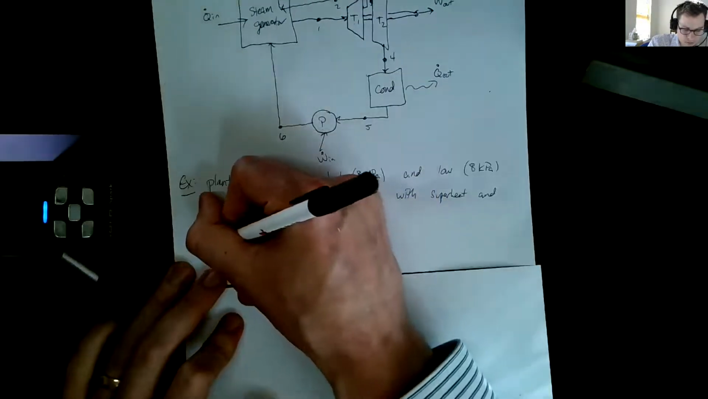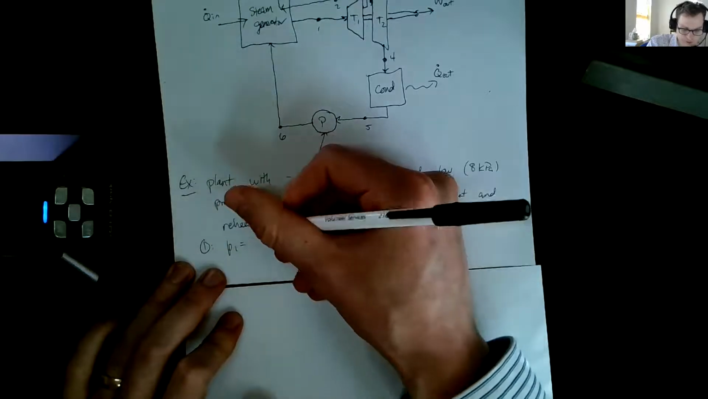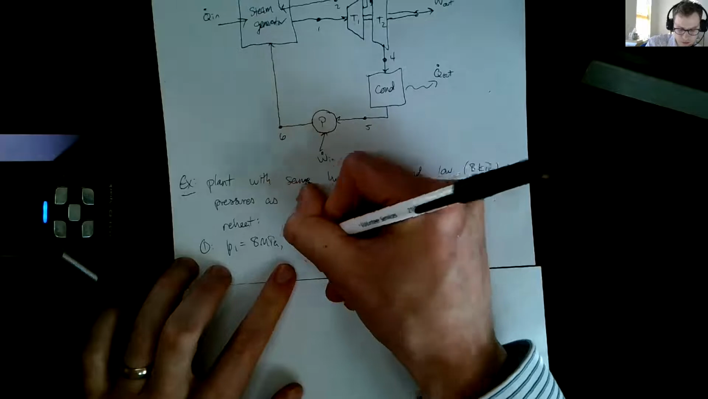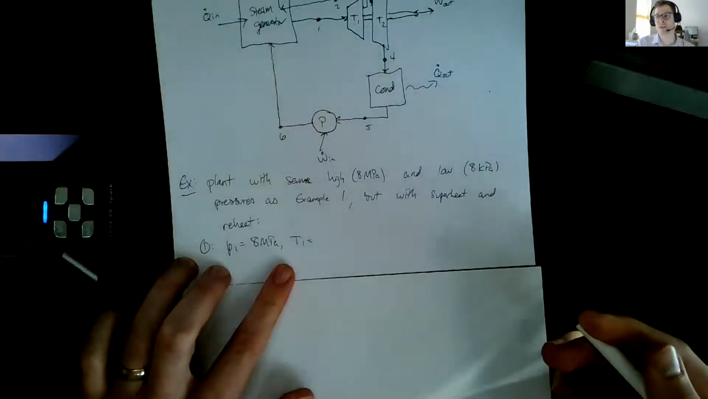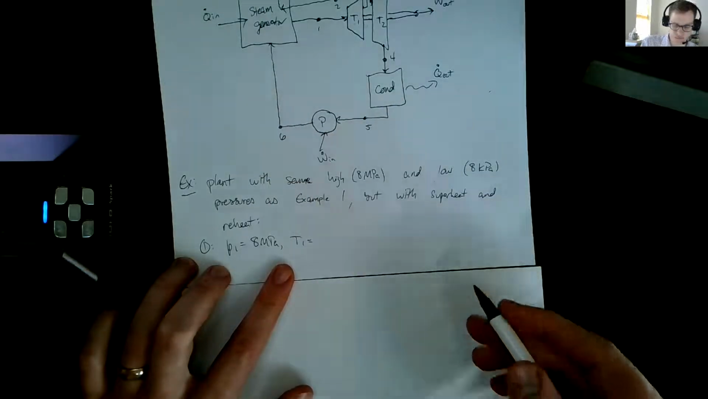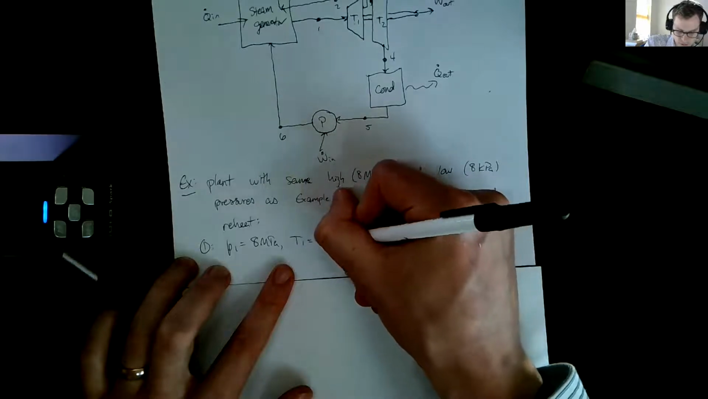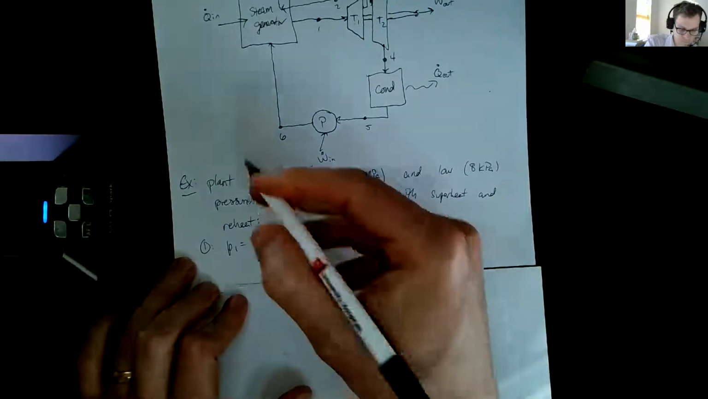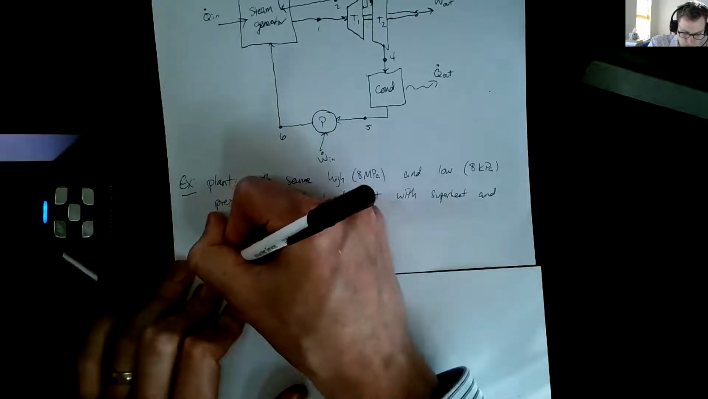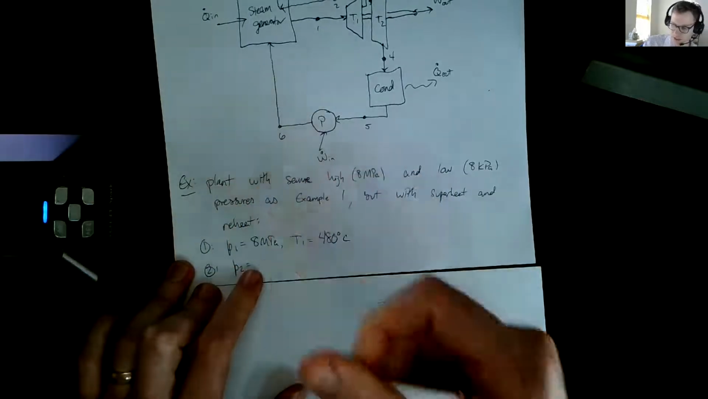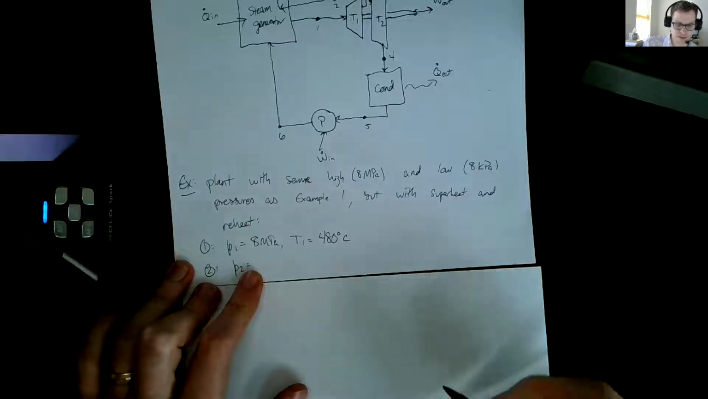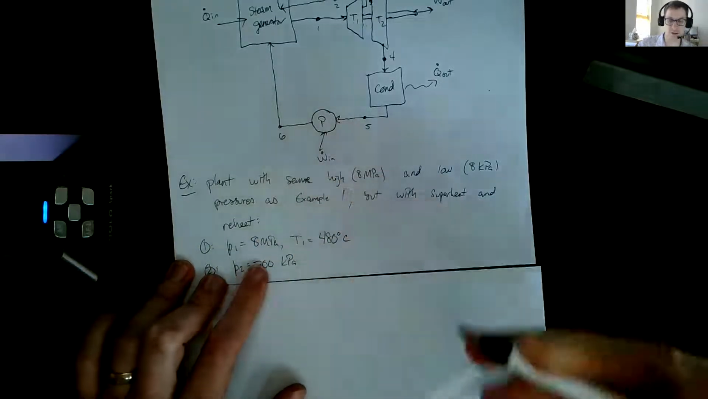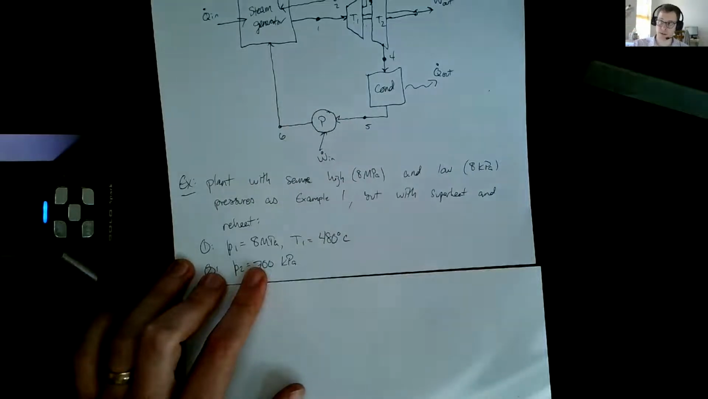So state 1, the pressure again is 8 megapascal. And the temperature now, instead of being the saturated vapor temperature, is going to be 480 C because we've superheated the steam. State 2, P2, is 700 kPa. So this is the pressure in between the turbines.